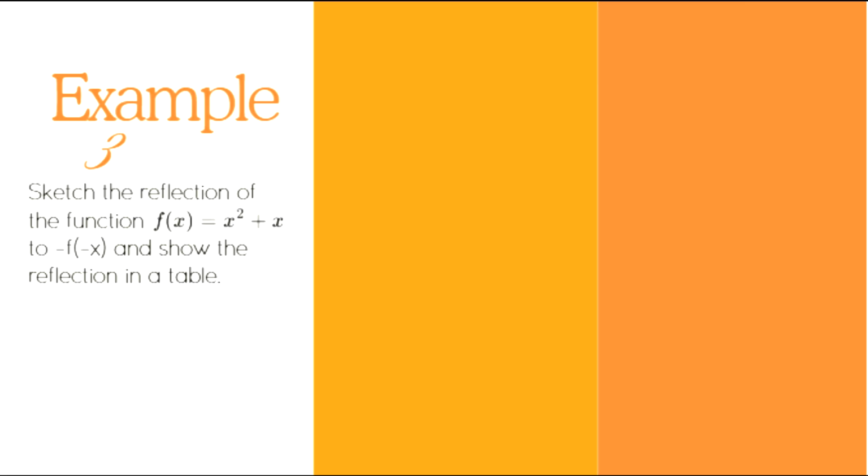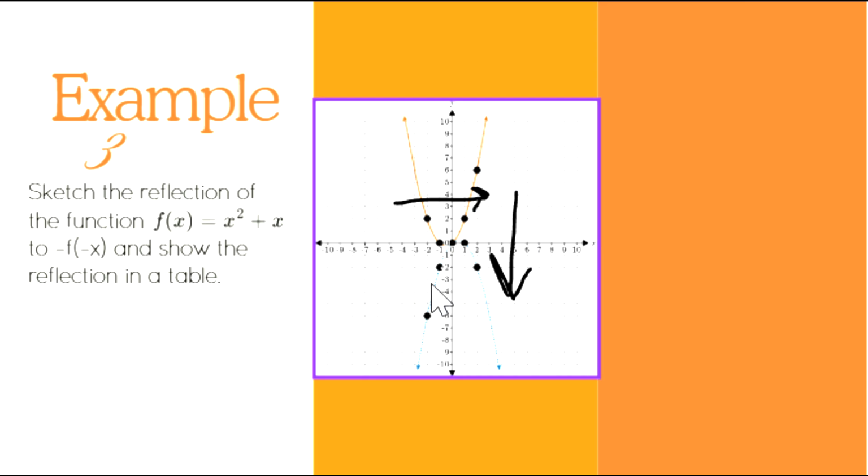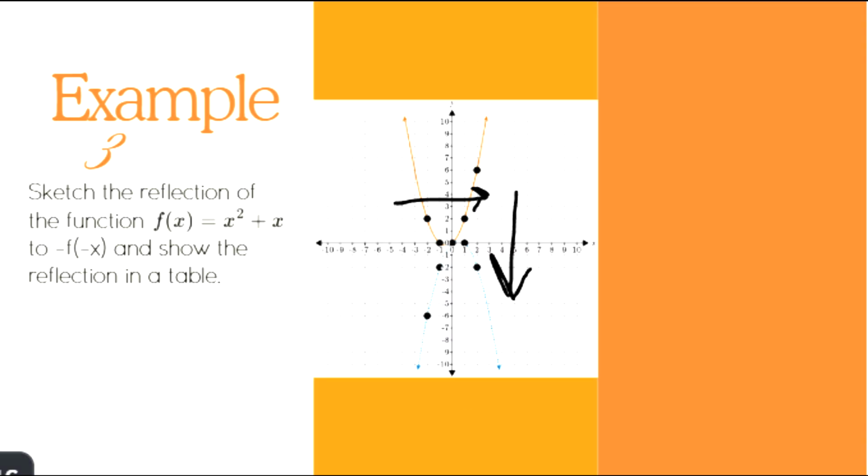Here's example number 1. Sketch the reflection of the function f of x is equal to x squared plus x to -f of -x and show the reflection in a table. This is what your graph is going to look like. So our original got flipped over the y-axis and down. It got shifted just a little bit. The origin was here and now the vertex is over here. It got shifted just a little bit.